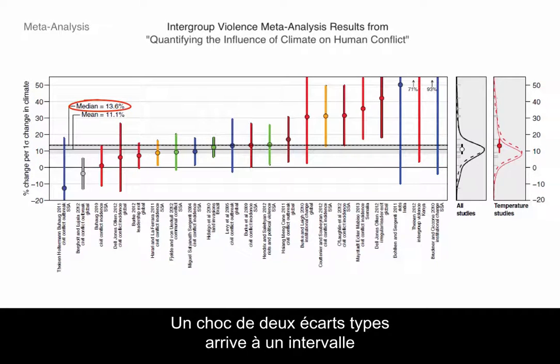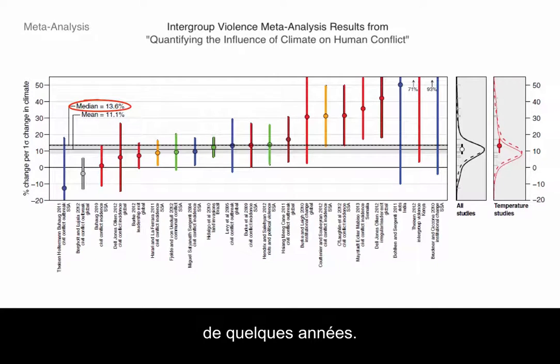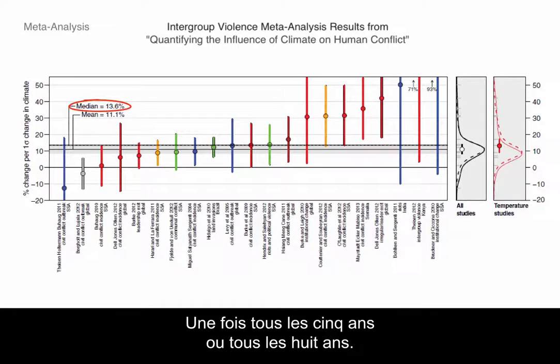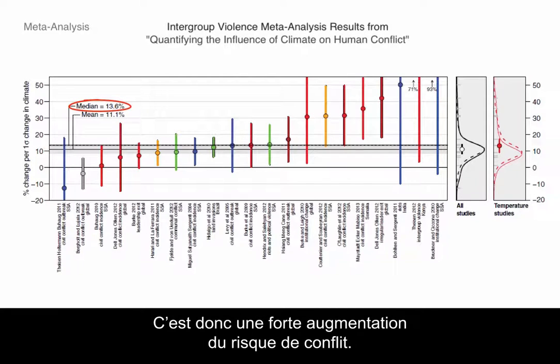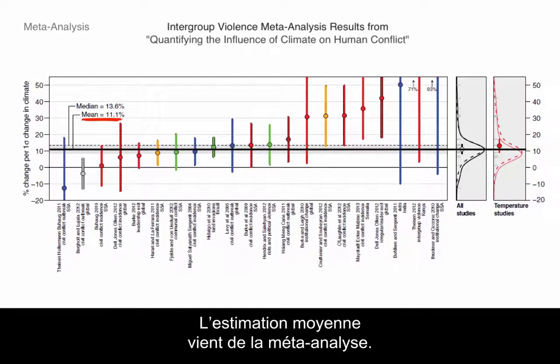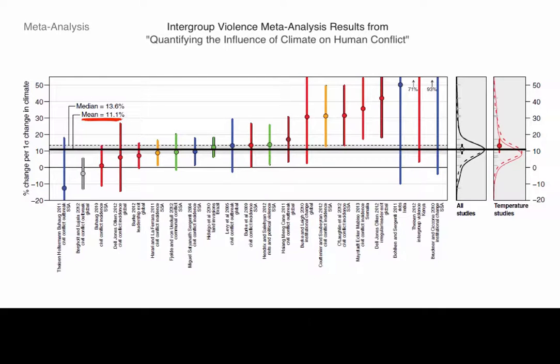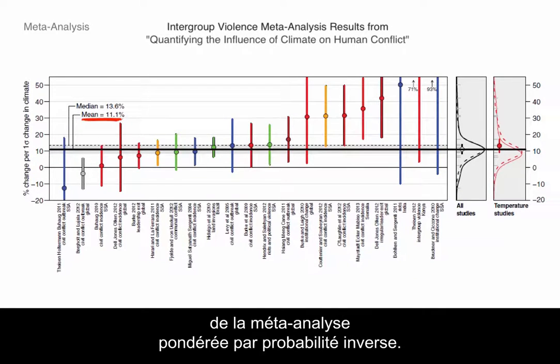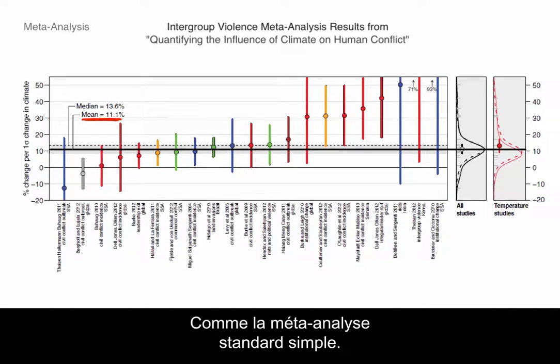A 2 standard deviation climate shock happens once every few years, once every 5 years or 8 years or whatever it is, right? And so this is a big increase in conflict risk. We also have the mean estimate here. Now, the mean estimate comes from the inverse probability weighted meta-analysis, like the straight-up standard meta-analysis.